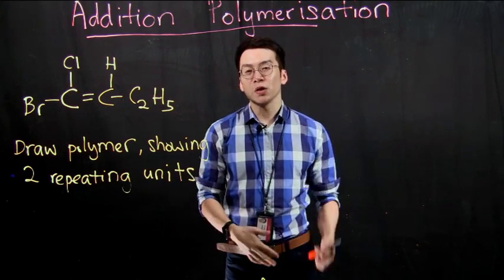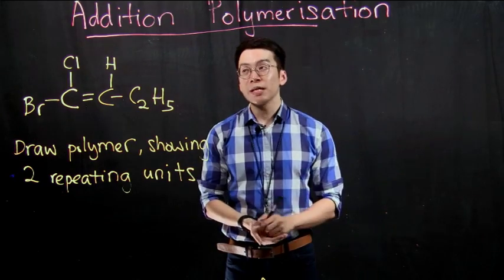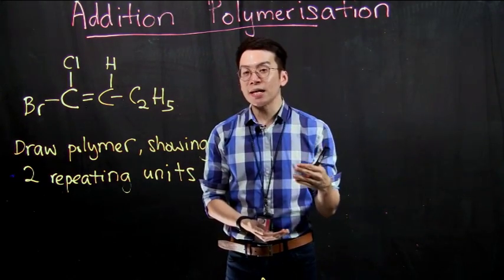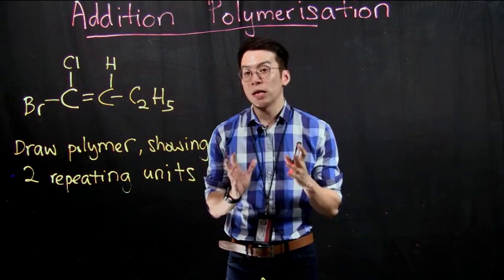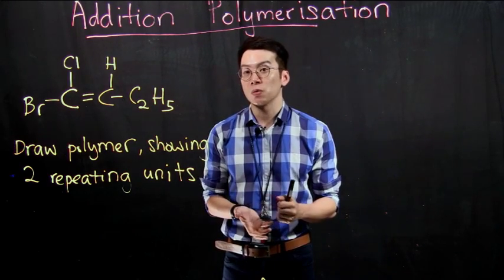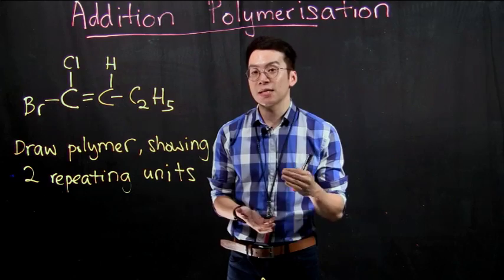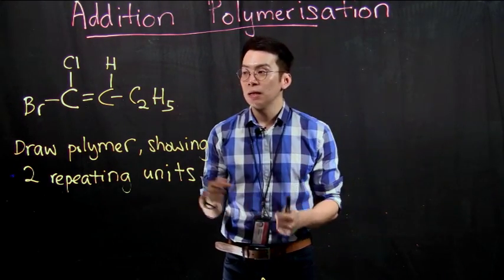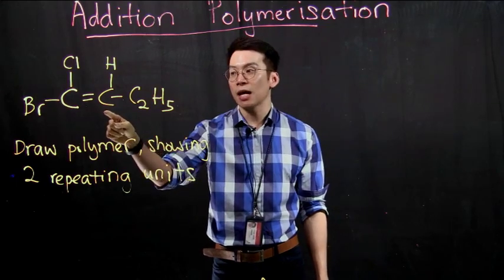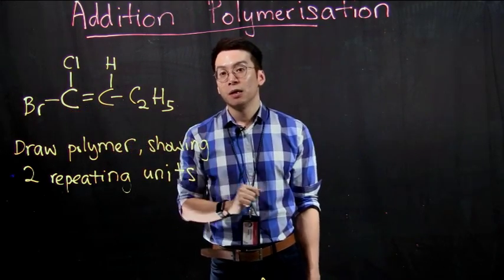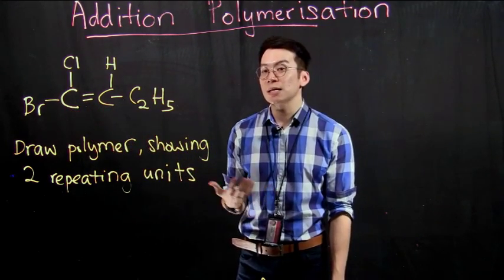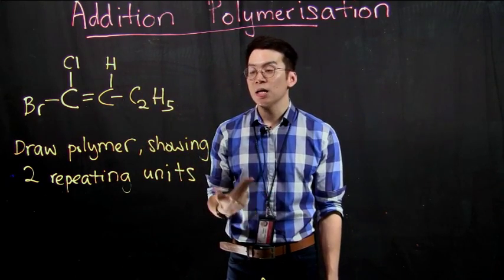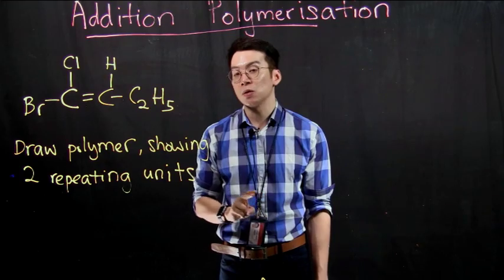Now let's go on to the second example. We are still dealing with addition polymerization, so once again we are looking at alkenes, those with a C=C double bond. In this example, you can see there is a C=C double bond again. The question says: using this monomer, draw a polymer showing two repeating units.